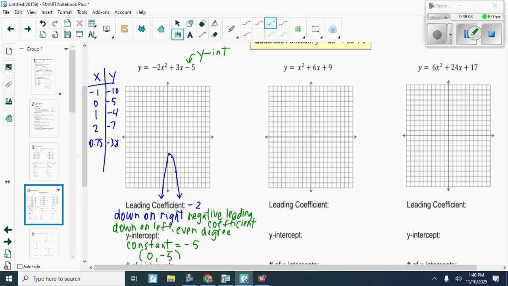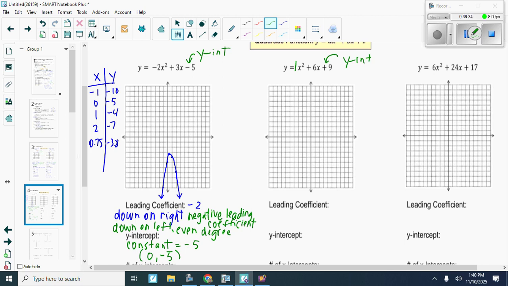Okay, one of the things we're going to notice is, is this a positive or a negative leading coefficient? What is the leading coefficient? It just says x squared, so it's 1. Is 1 positive or negative? It's going to be positive. So this is an example of a positive. When we have a positive parabola, both ends are going to be turned up. This is still our y-intercept.